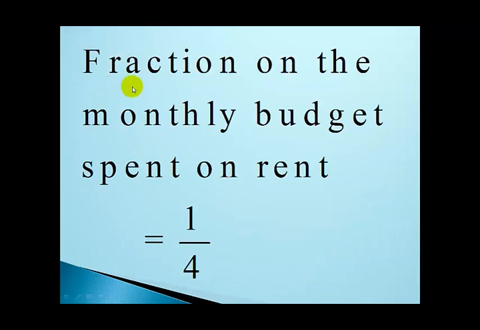Now, when you calculate the fraction of the monthly budget spent on rent, the answer is 1 over 4. So for your exercise, you are supposed to find out how we arrived at the answer 1 divided by 4, that is, 1 over 4.